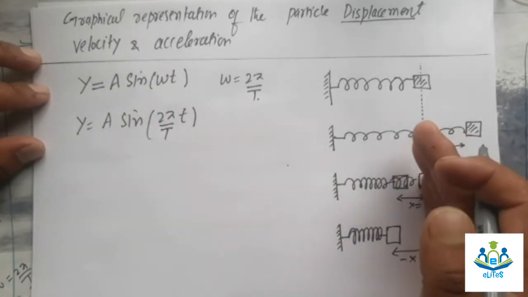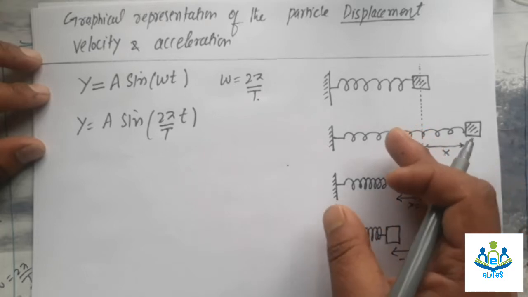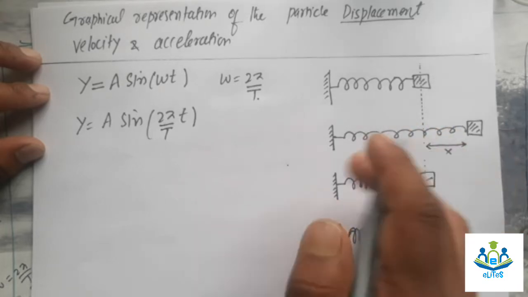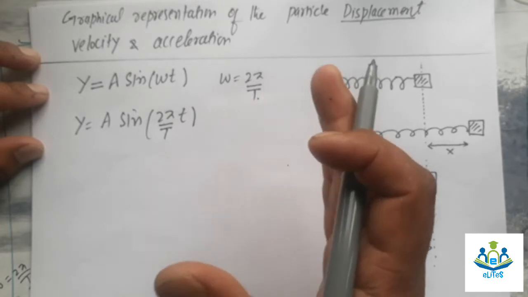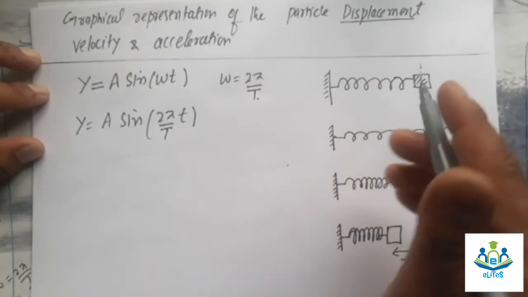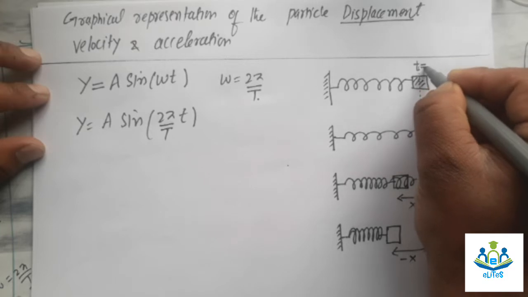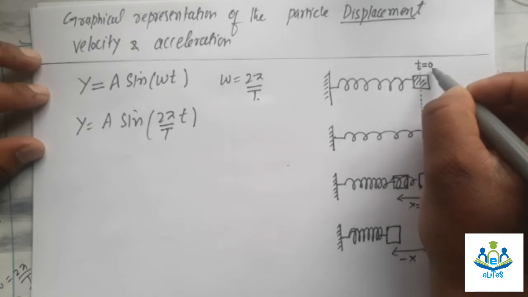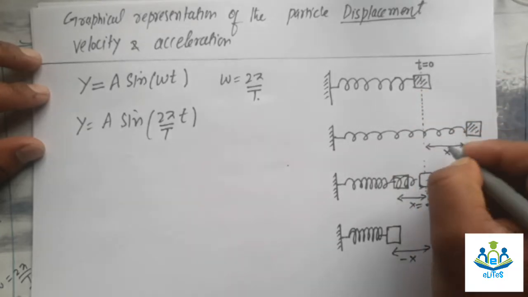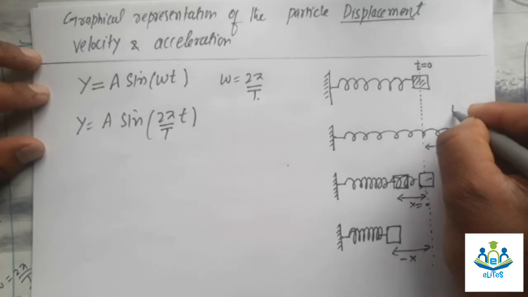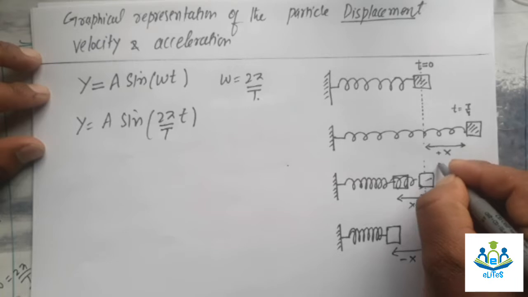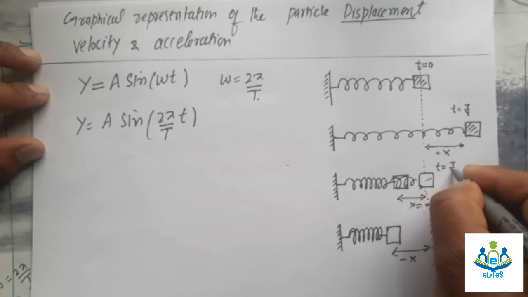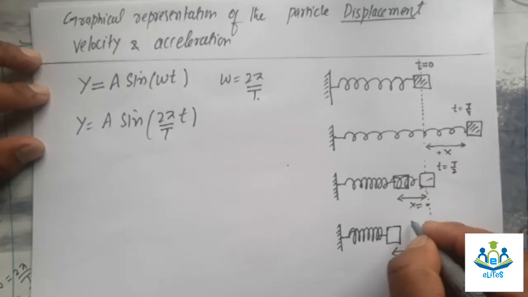Now, when the particle completes one oscillation, it takes time T. This is known as the time period. This time period we can break into 4 parts. Initially, when it is at rest or equilibrium position, we take this time as 0, and now when I stretch it to the right, the time will be T over 4. Now when it comes back, the time will be T by 2. When it is compressed, the time is 3T by 4.